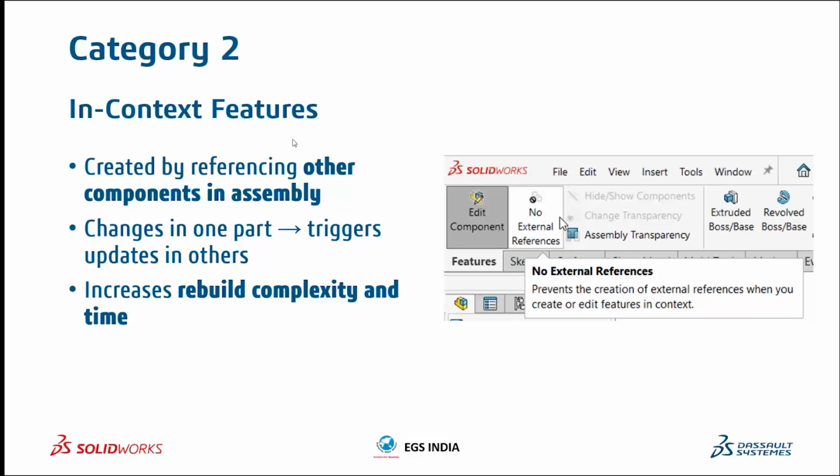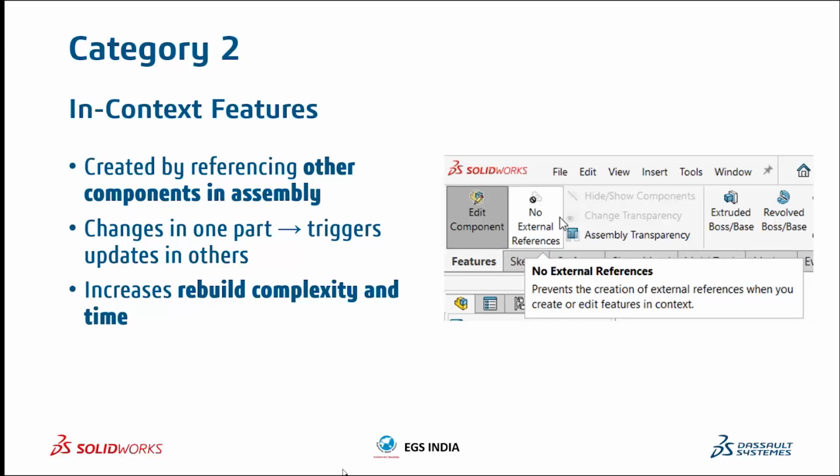So this is very useful for design intent as it creates dependencies between parts. When one component changes, all the related components may also need to change or rebuild. And the downside to it is that it increases overall rebuild time and makes large assemblies slower and more complex to manage. Since features are going to be depending on existing geometry, it has to calculate the dependencies first and then rebuild your model.